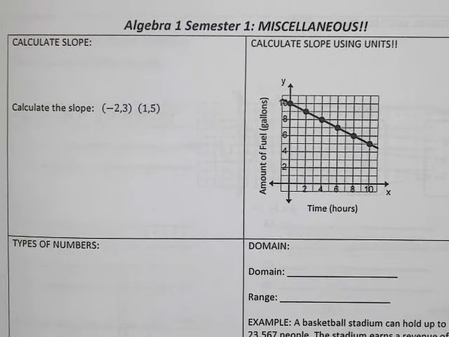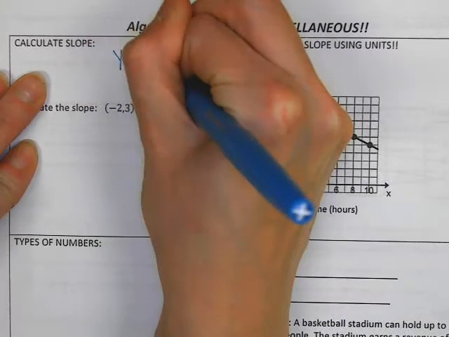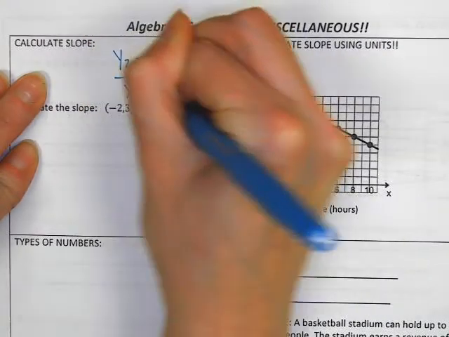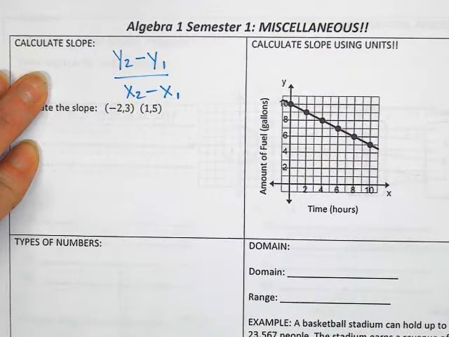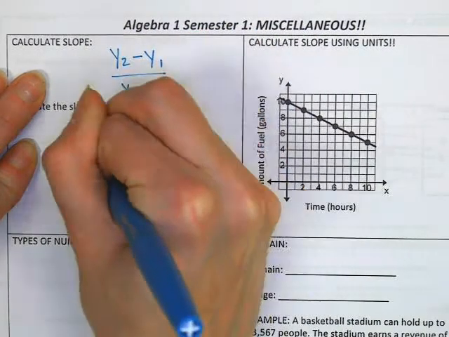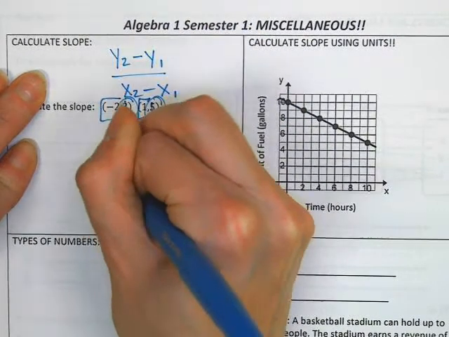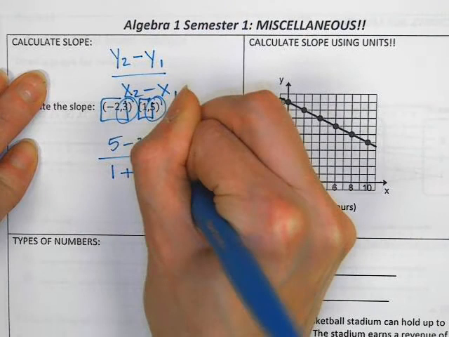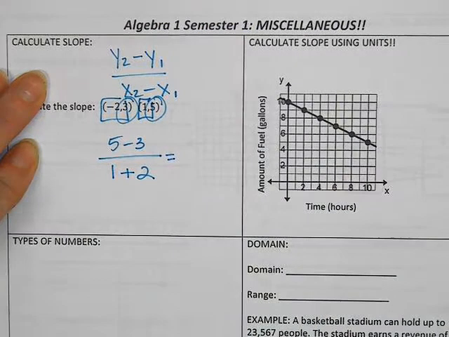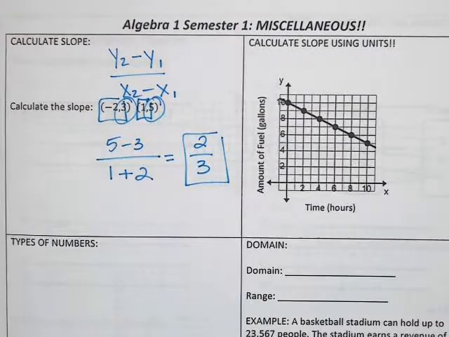So calculating slope, we actually went over in one of the others, but just in case, y2 minus y1 over x2 minus x1. So that would be 5 minus 3 over 1 minus the negative 2, which becomes plus 2. And then if you do that, that's 2/3. So that's the answer there.